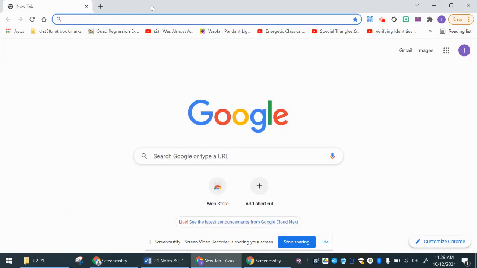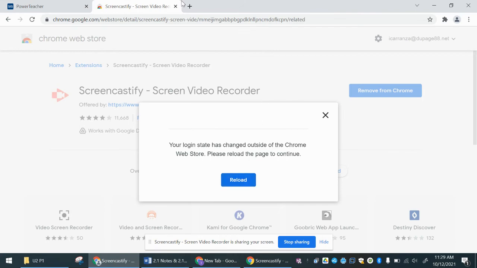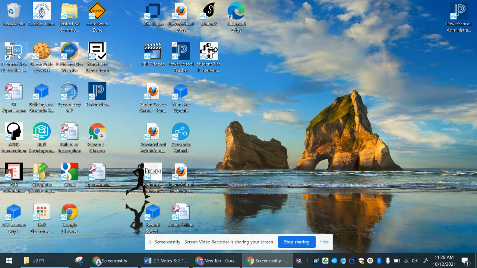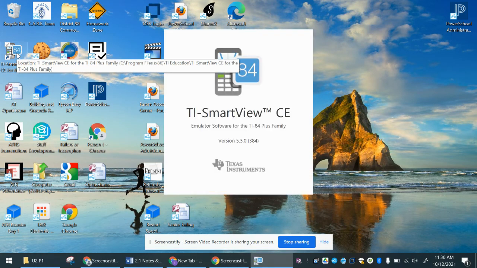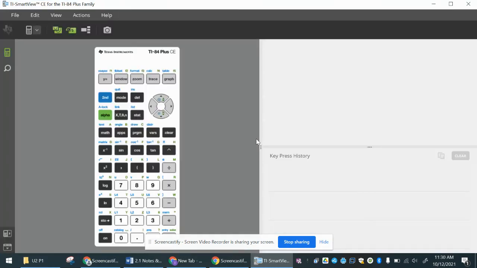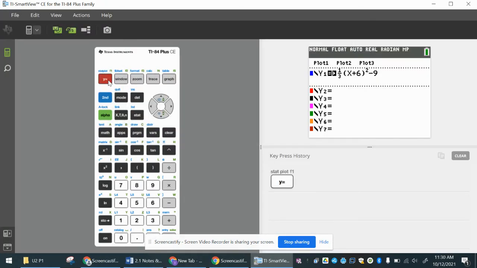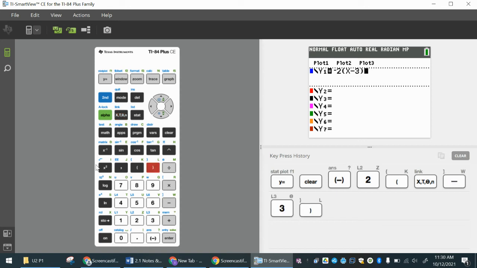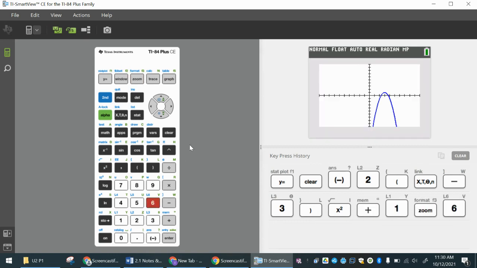So let me show you really quickly. If you type that into your graphing calculator, under y1, remember your stat plot would have to be turned off. So y equals -2 parentheses x minus 3 squared plus 1. Zoom 6. You can see the parabola.